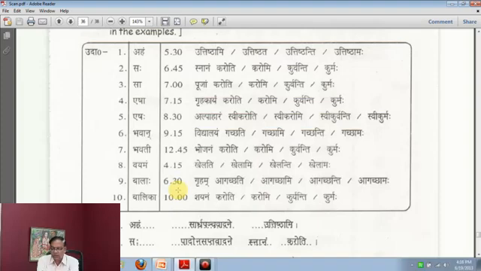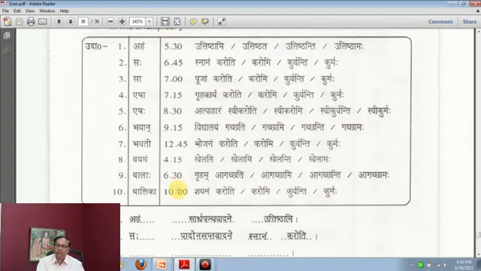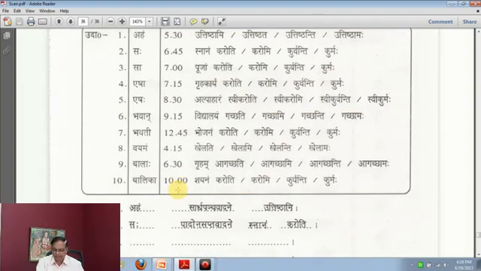Gruham Agat. Balaha. No, Agachanti. Not Gruham is there. Yes, you can also take Gruham. Doesn't matter. Balaha Sardha Shadvadane Gruham Agachanti, or Agachanti simply. Boys come at 6:30. Balika Dashavadane Shayanam Karoti. Girl sleeps at 10 o'clock.